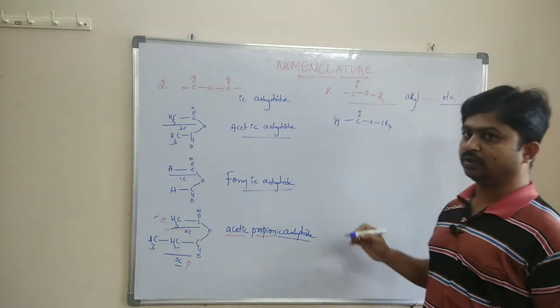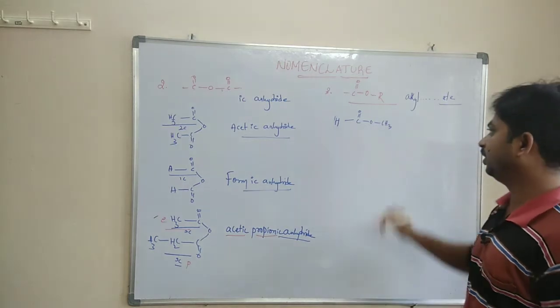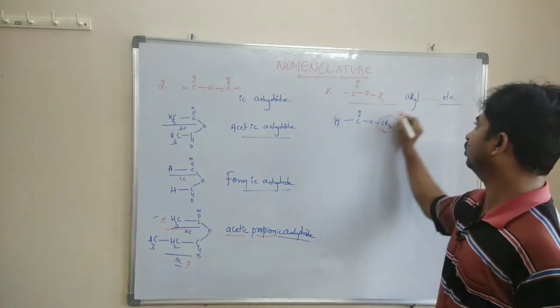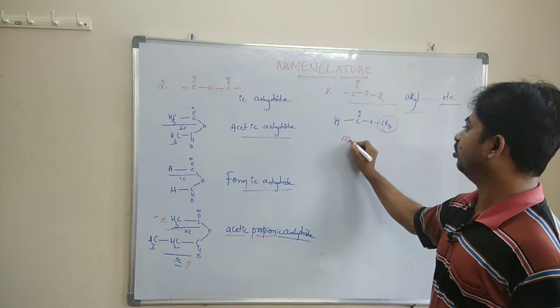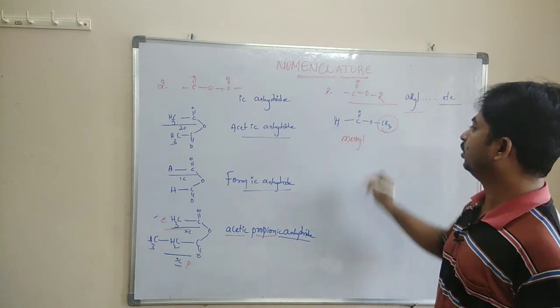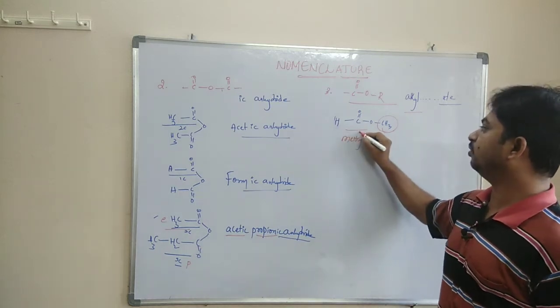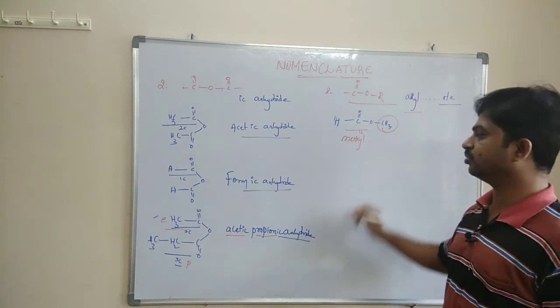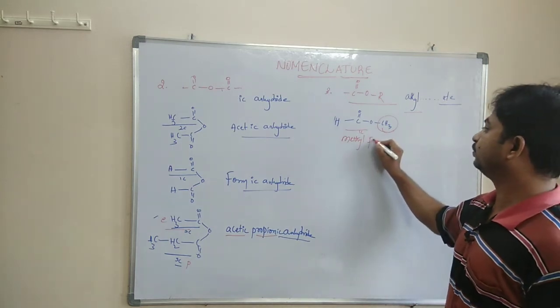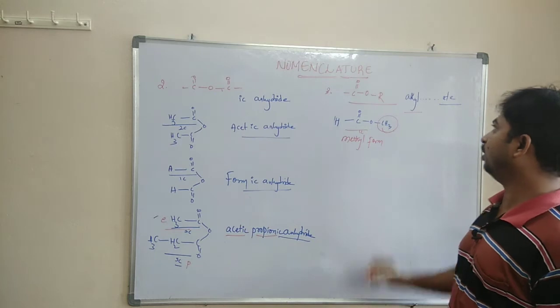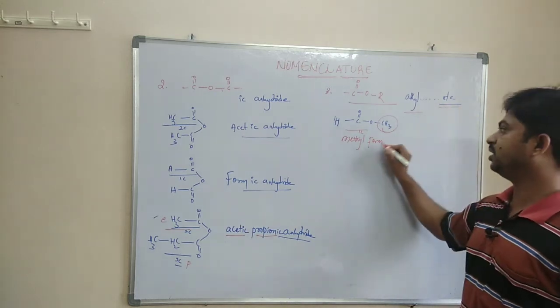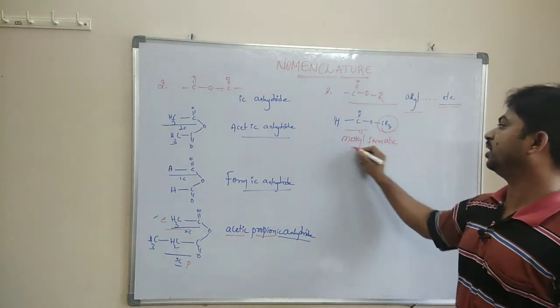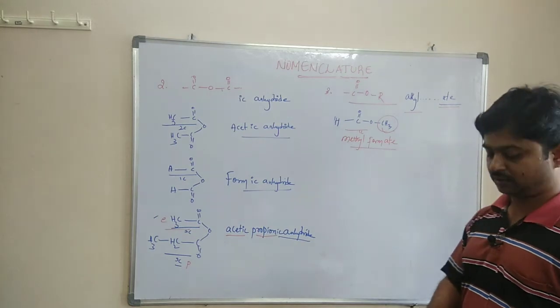So for this one, what is the name of the compound? Here it has a methyl group. We can write methyl first, then it has 1 carbon, so the root word becomes form, methyl form. Next the suffix is ate, methyl formate is the name of this compound.